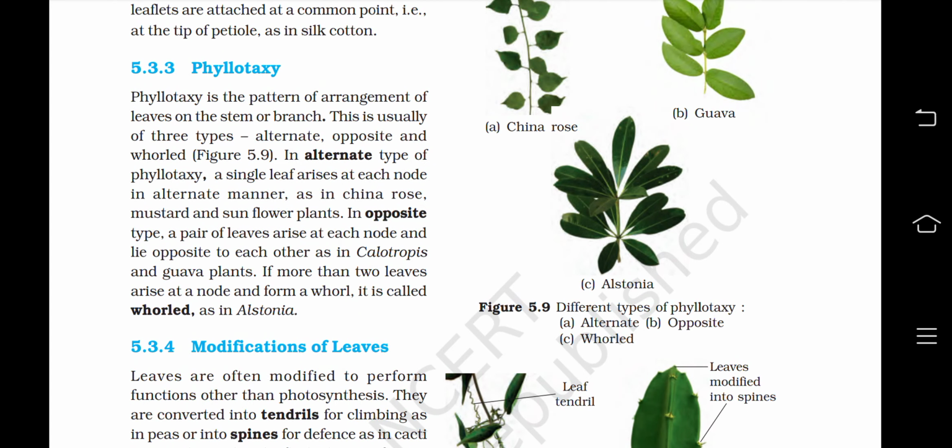Now phyllotaxy. Phyllotaxy is the pattern of arrangement of leaves on the stem or branch. This is usually of three types: alternate, opposite and whorled.